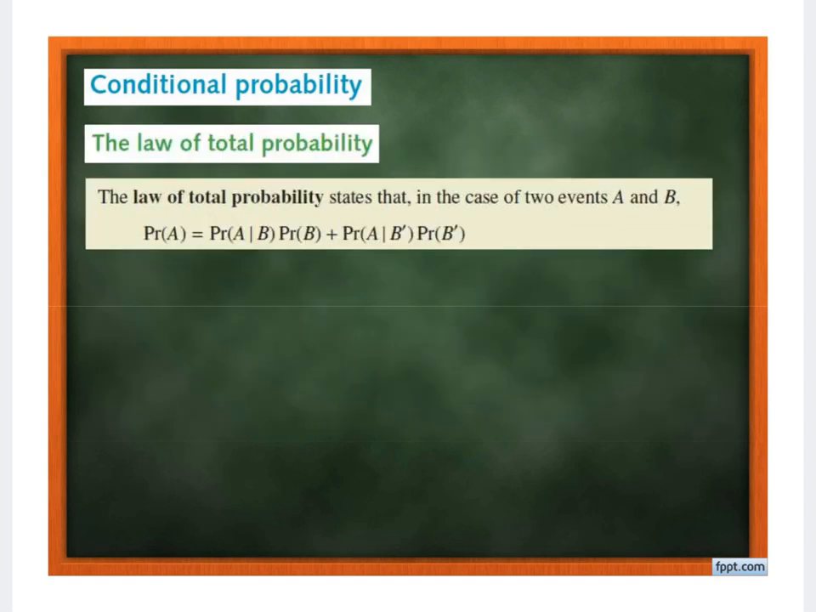The law of total probability states that in the case of two events A and B, the probability of A equals probability of A given B times probability B, plus probability A given B complement multiplied by probability B complement.